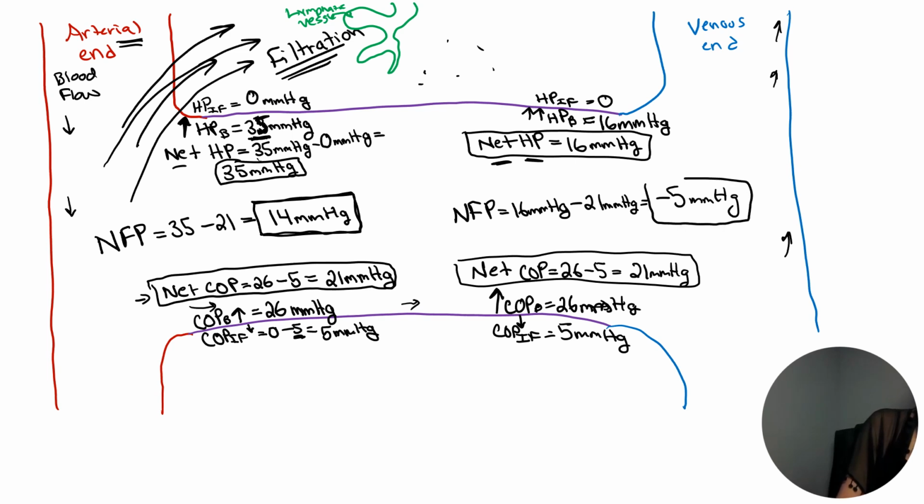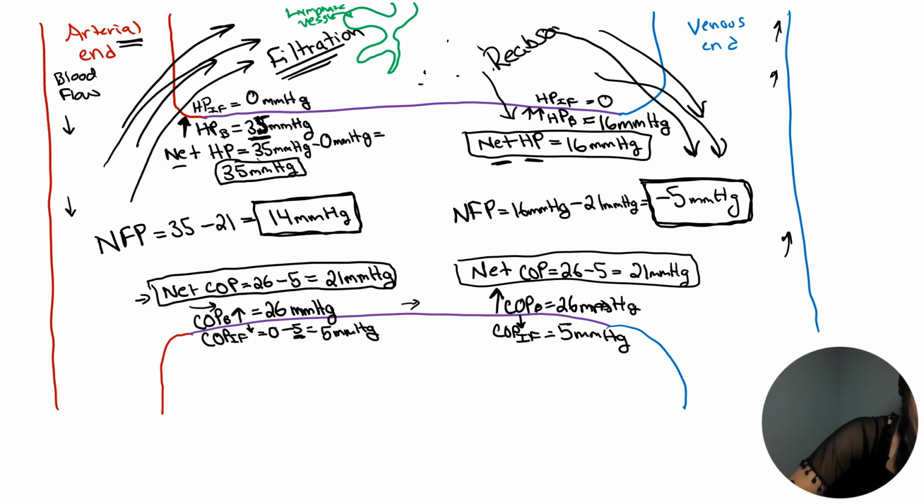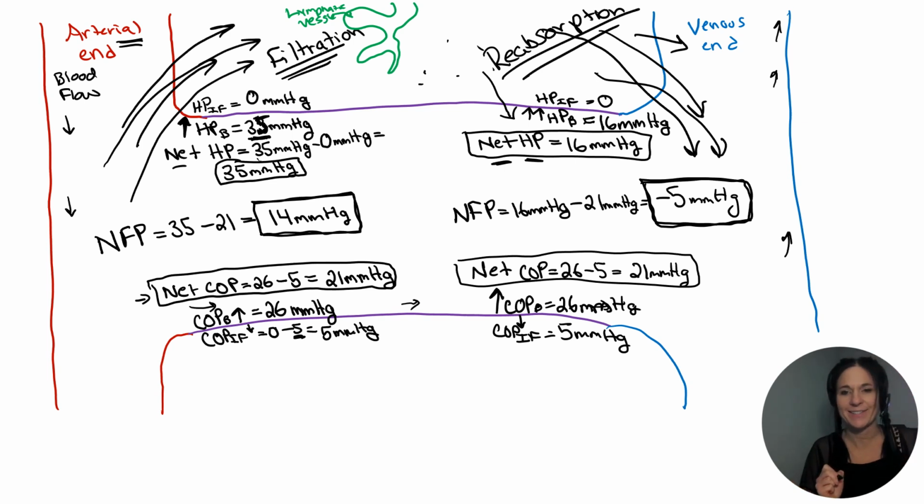So what does this tell us? That the pull is greater than the push, right? There's more force coming from colloid osmotic pressure pulling fluid back in than there is hydrostatic pressure, force against the vessel wall, pushing fluid out. So now we're going to have reabsorption occurring at the venous end.